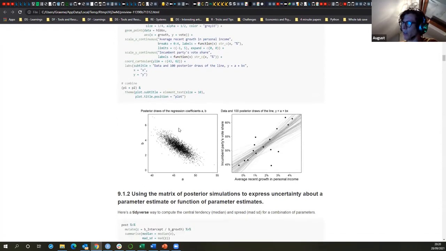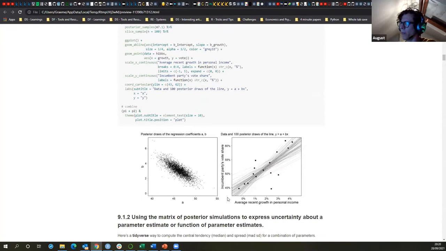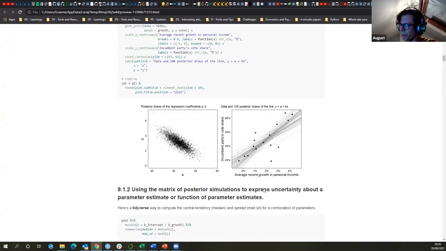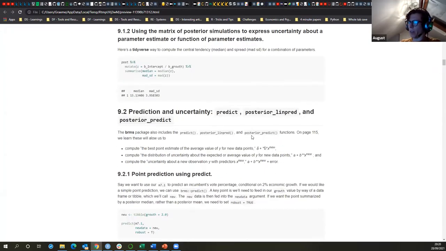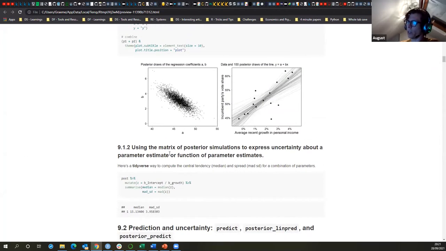One of the ways he shows us later on is 100 draws of the line created by the alpha and the beta. You can see that it's taking different simulations of the data based on the coefficients and then rebuilding the model from the data that's already been given to it. So that's how we create uncertainty. Essentially, we were using the old model to create the posterior simulations, and then we express uncertainty about the parameter or the function through the simulations of data based on what we've achieved from a previous model.